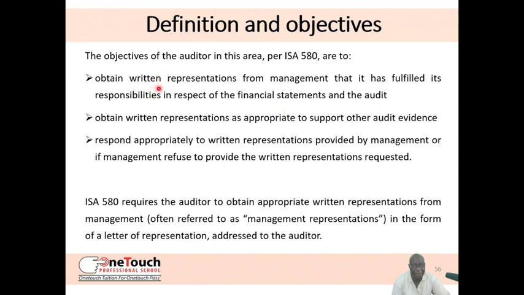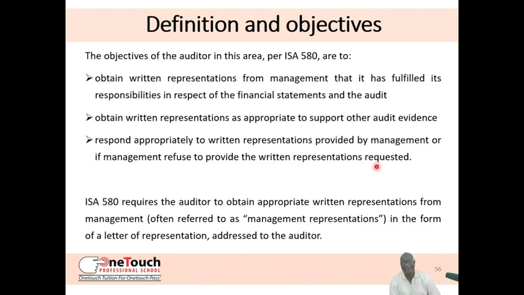This is number one. You should obtain written representation from management that it has fulfilled its responsibility. Management responsibility, they have fulfilled it. And then you should obtain written representation as appropriate to support other evidence. Any other evidence you want, written representation should be obtained. And then you should also consider representation provided by management, or if management refuse to provide the representation requested, what step will you take?